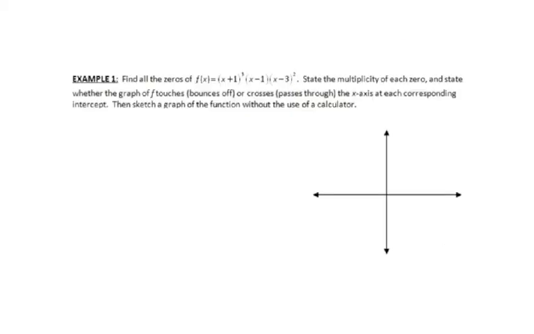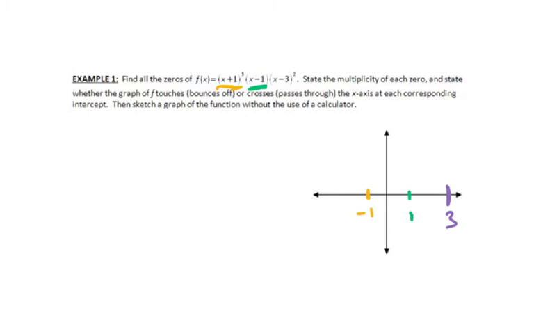So here's an example. Find all the zeros of f of x equals x plus 1 cubed, x minus 1, x minus 3 quantity squared. State the multiplicity of each zero. State whether the graph of f touches or crosses through the x-axis. Then sketch a graph. Okay, I'm going to actually start with the graph. We know that this is going to cross at -1 from here, 1 from here, so notice it's the opposite, and then 3 here.